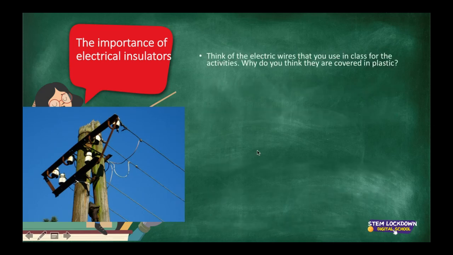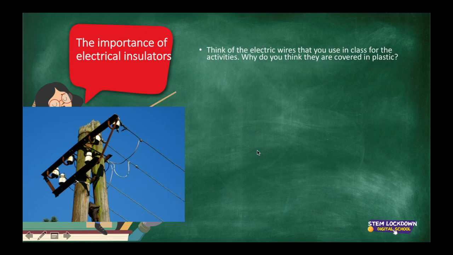Now think of electrical wires that you use in class for the activities. Why do you think they are covered in plastic? Again, just like the plastic that covers cable cords, lamp cords, kettle cords, why are they covered in plastic? We did talk about some safety issues around the plastic.